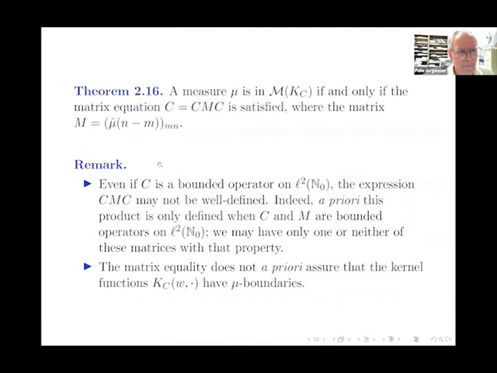But the punchline is the following. You take one of your infinite matrices C, and then you take the corresponding Gram matrix calculated from L2 of mu. And so you have two infinite matrices: your C and the corresponding Gram matrix. And so our basic theorem is that you can get mu to belong to M of KC if and only if C satisfies the equation C equals CMC.